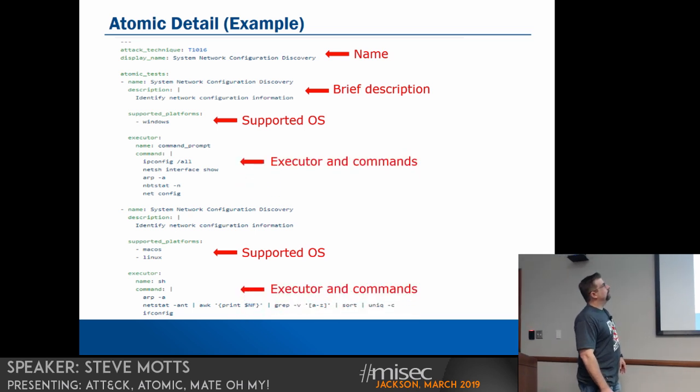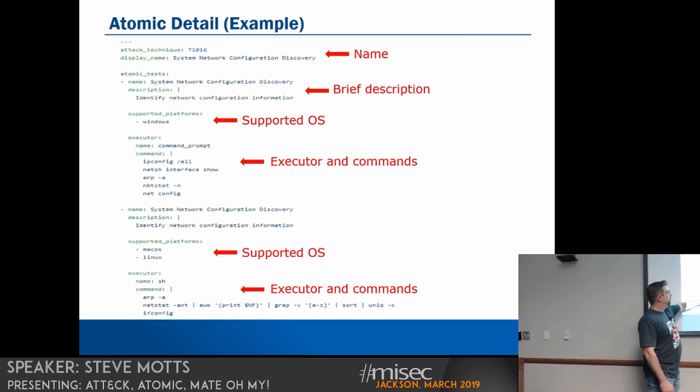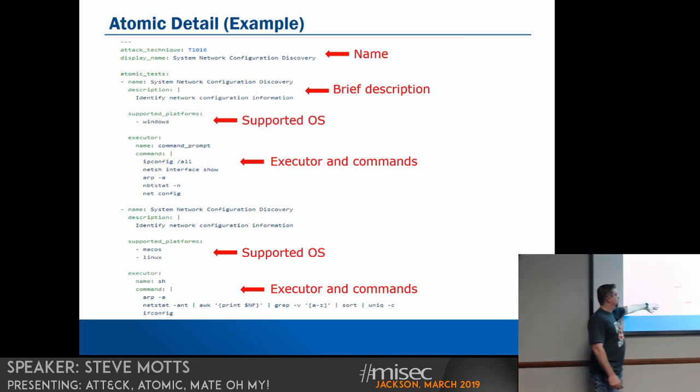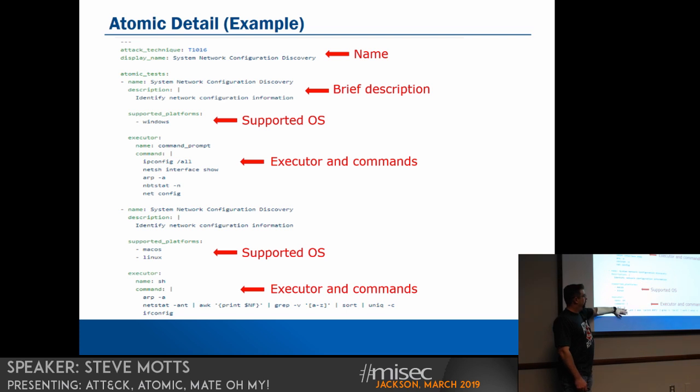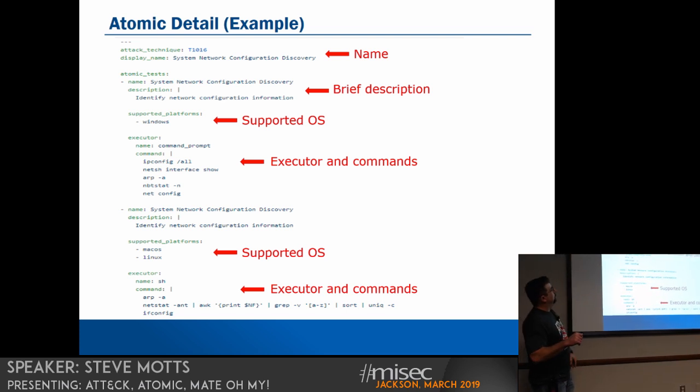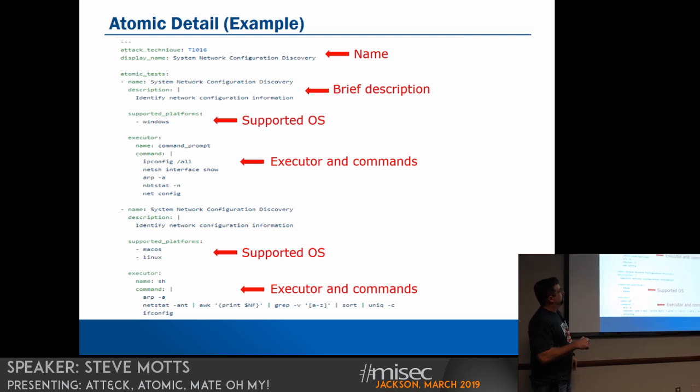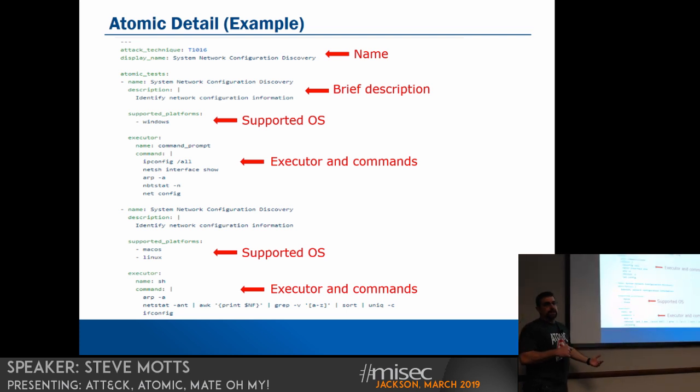And then executor and command. So this is what it takes to execute. In this instance, on Linux, you'd be running from a shell, and this would be the command you run from shell. For Windows, this would be, again, I alluded to this earlier, ipconfig /all, nbtstat -n. This is what you would run from cmd.exe in the Windows command line.